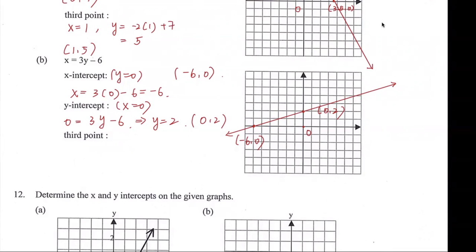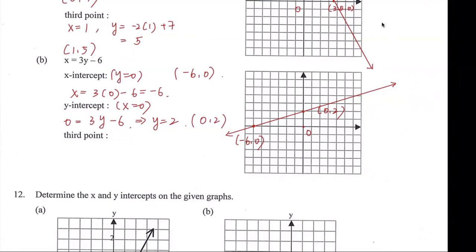Okay, so now the third point, again, this is the same step. We just find a third point and see if the point is on the straight line. If it is, that means our calculation is correct. If it's not, then that means there was something wrong with our calculation.